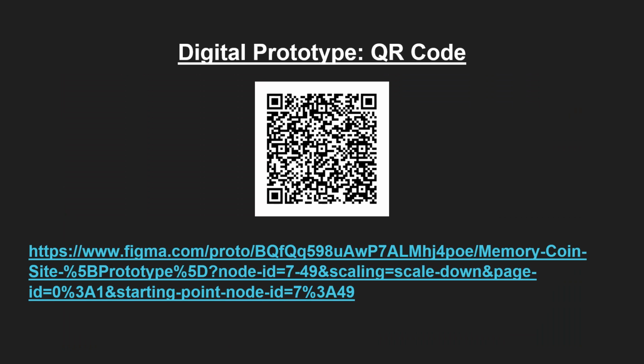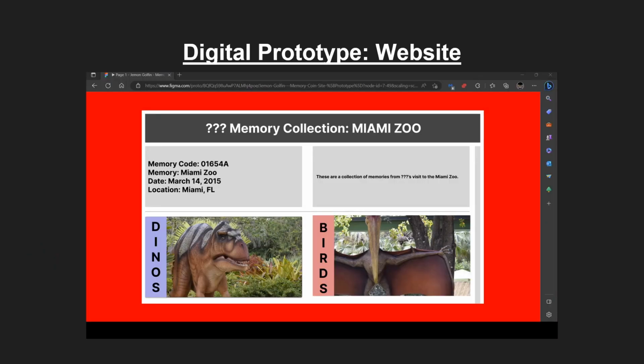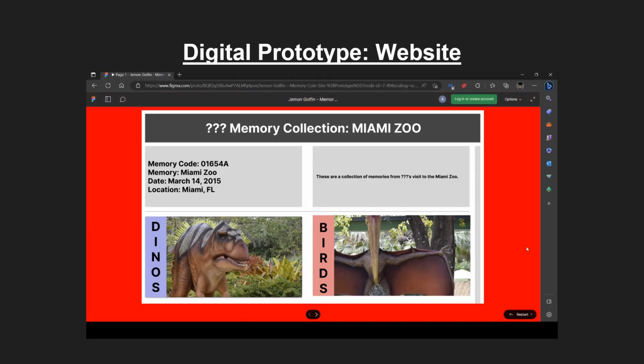And now for the digital component, here's a QR code, for example. This QR code would be on the bottom of the coin. And of course, if you scan it, it'll take you to the page with said memory. So once you have scanned the QR code, say if you're on a laptop and you scan it that way, it'll take you to a page like this.